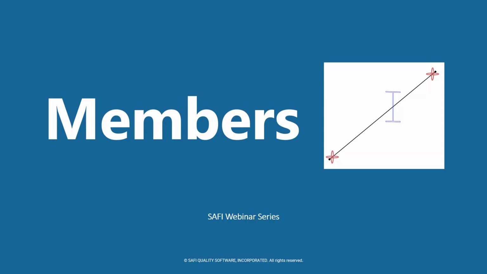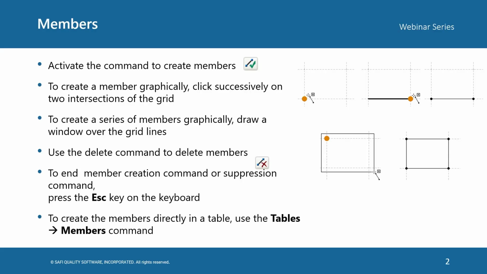In this video, we are going to have an overview of members. Members are structural objects used to model beams, columns, braces, and truss elements in planar and 3D systems. They are straight lines which connect to nodes. Multiple straight segments may be used to model curved members. We can also model vari-inertia sections using members.